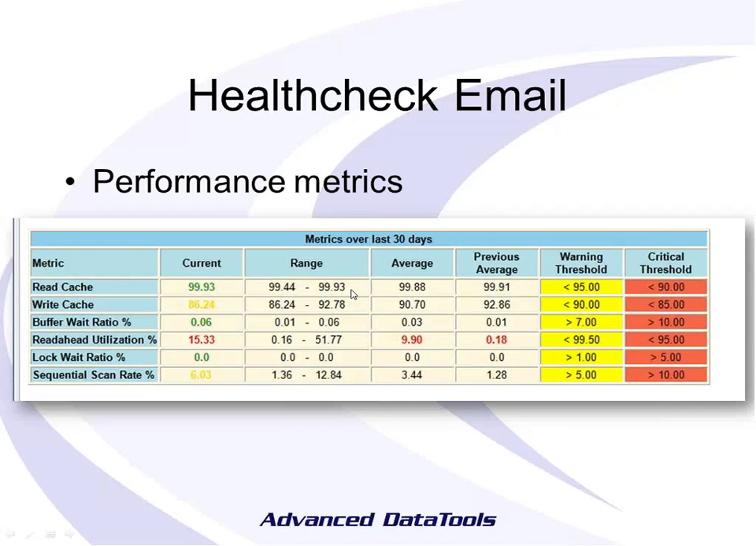range they've been over the last month, the average, and the previous average for last month. So we can get some kind of idea of trends. And there's the warning and critical threshold. So in the case of the read cache, we want a nice high number, and it shows up in green because we're well above 95%. So this is really nice, just to get a quick idea of the health of your server.